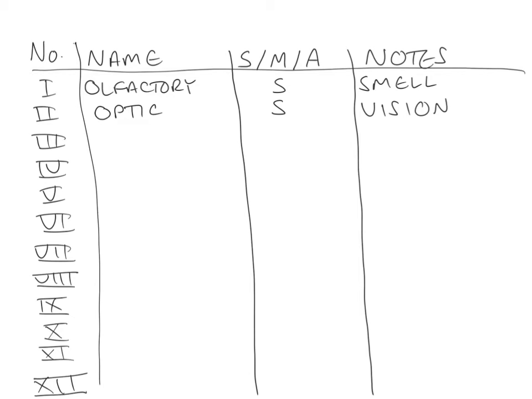The third cranial nerve is the oculomotor nerve, the oculomotor nerve. And if you break that name down, oculo refers to eye and motor refers to movement. So the oculomotor nerve is one of the nerves which supplies muscles responsible for eye movements. So that's important for eye movements.